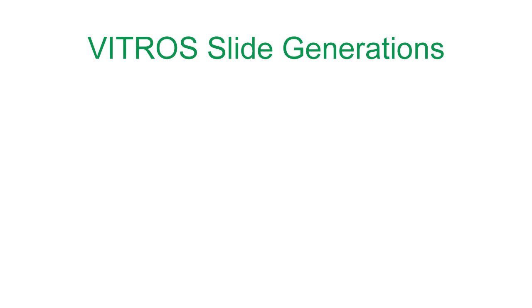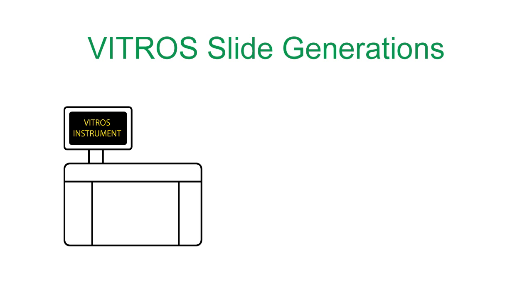Understanding how Vitros slide generation numbers are handled is important, as this affects the process that you'll use to transform your data. Some Vitros instruments can produce QC data streams that contain slide gen information. Unity Connect is able to use this information to automatically process slide gen changes.